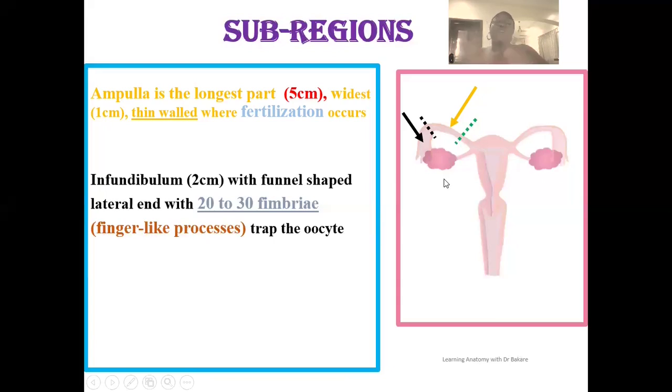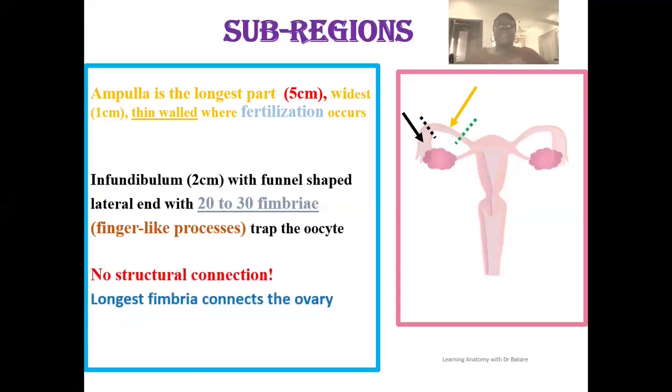But just for us to know, the terminal end, which is the fimbriae, is not structurally connected to the ovary. But we have just one of these fimbriae that connects with the ovary, and this is referred to as the ovarian fimbriae. So we have just one, which of course is the longest of all these fimbriae, and this is what is able to create an attachment or connection point with the ovary. But structurally, the entire fimbriae are not connected to the ovary.